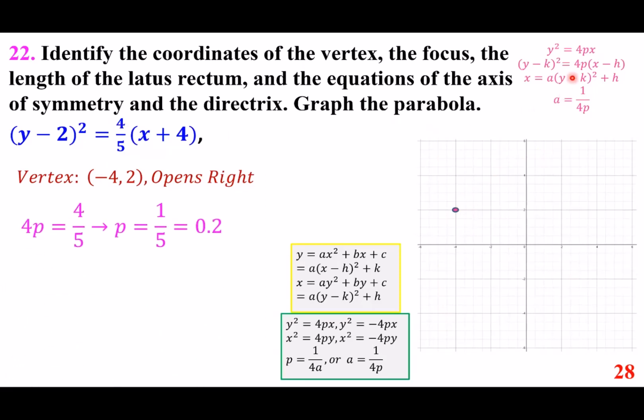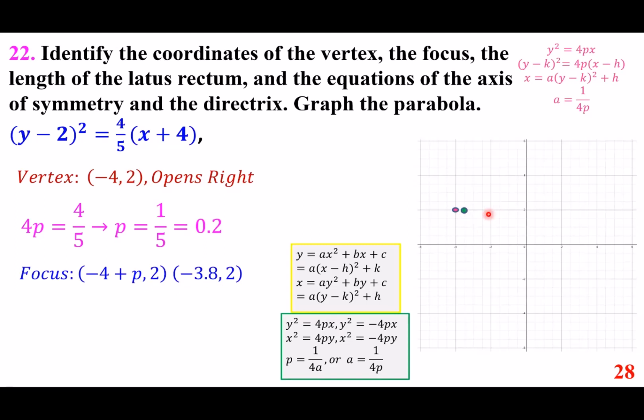4p is 4/5 according to the formula here. 4p is 4/5. p is 1/5 or 0.2. So this distance is 0.2 or 1/5. Therefore, the focus is located at this point, move it to the right by this much. So add 1/5 or add 0.2 and you get negative 3.8. Just a little bit to the right.